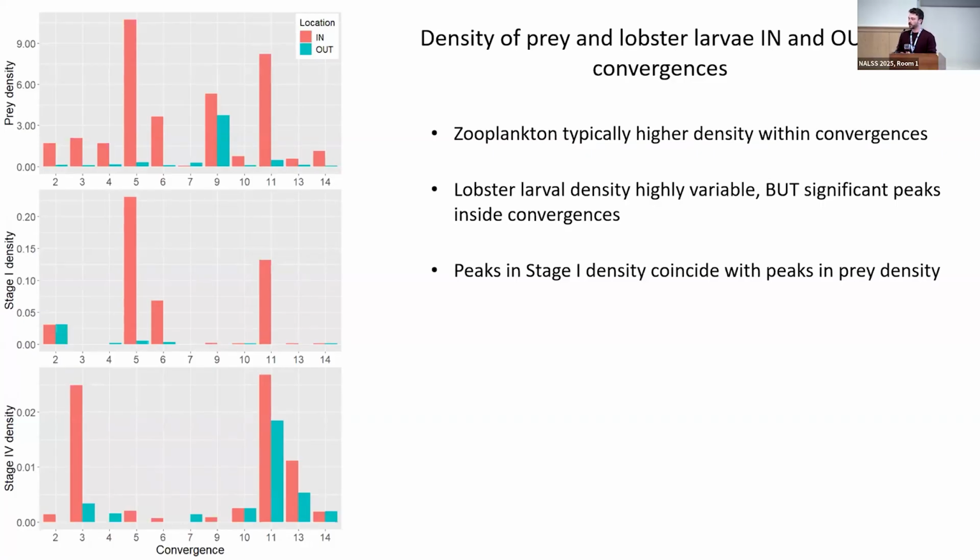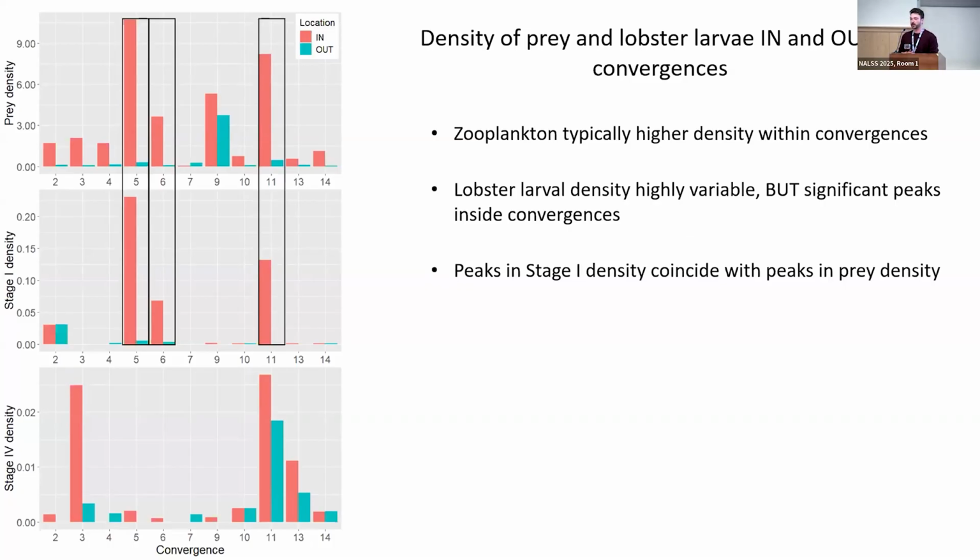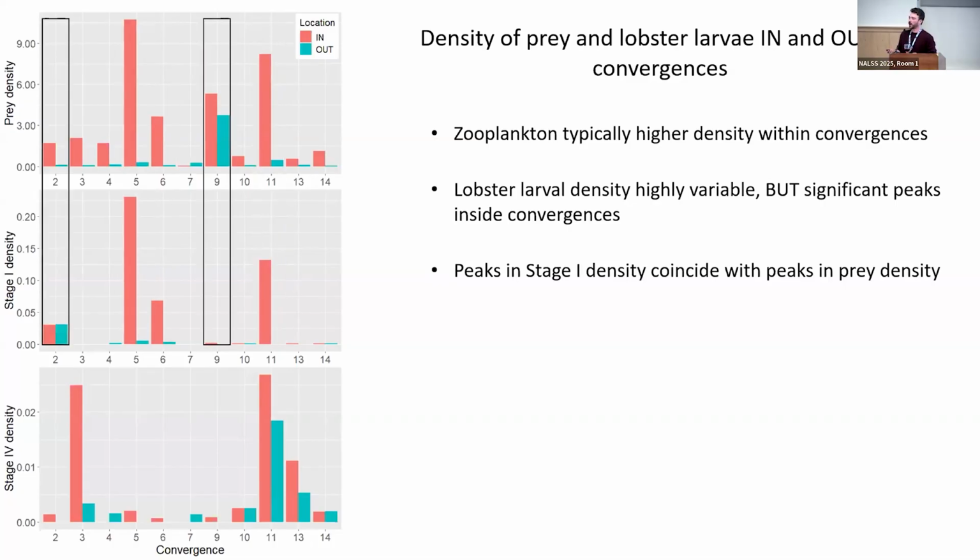But what we see that's really interesting is that when we do see these really dramatic peaks, especially for stage 1s inside convergences, they line up really closely with abundances in prey. There are also the outliers. Convergence number 9 has a big peak in prey both inside and outside, and yet no peak with stage 1s. At convergence number 2, the stage 1s are associated equally in both areas, and the stage 4s are doing their own thing. They're peaking in different areas, but not in relation to the prey.